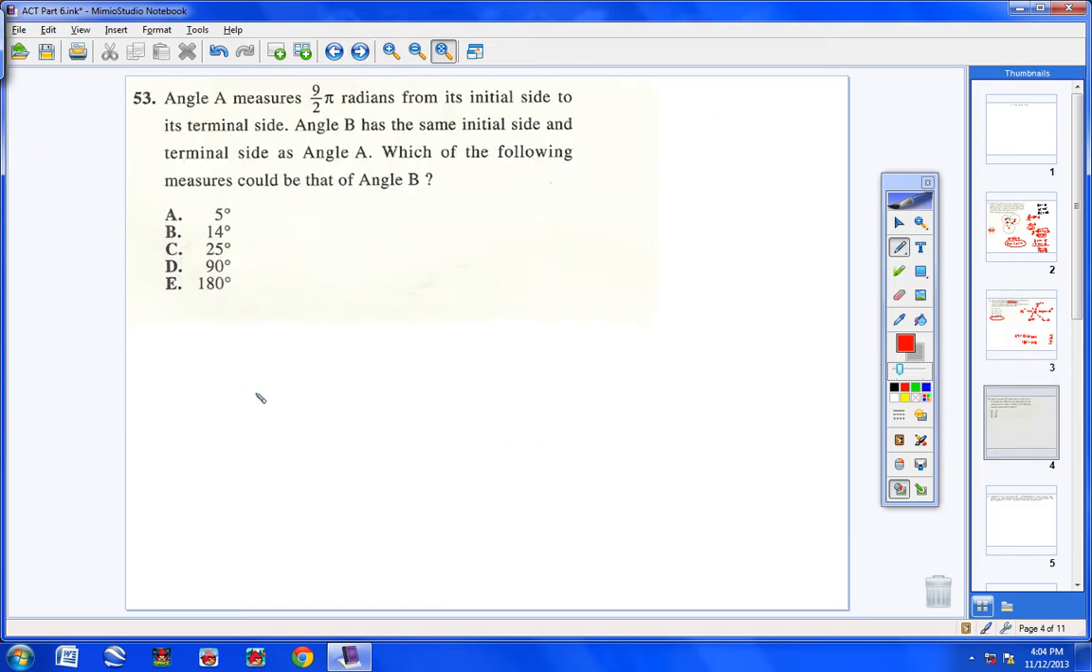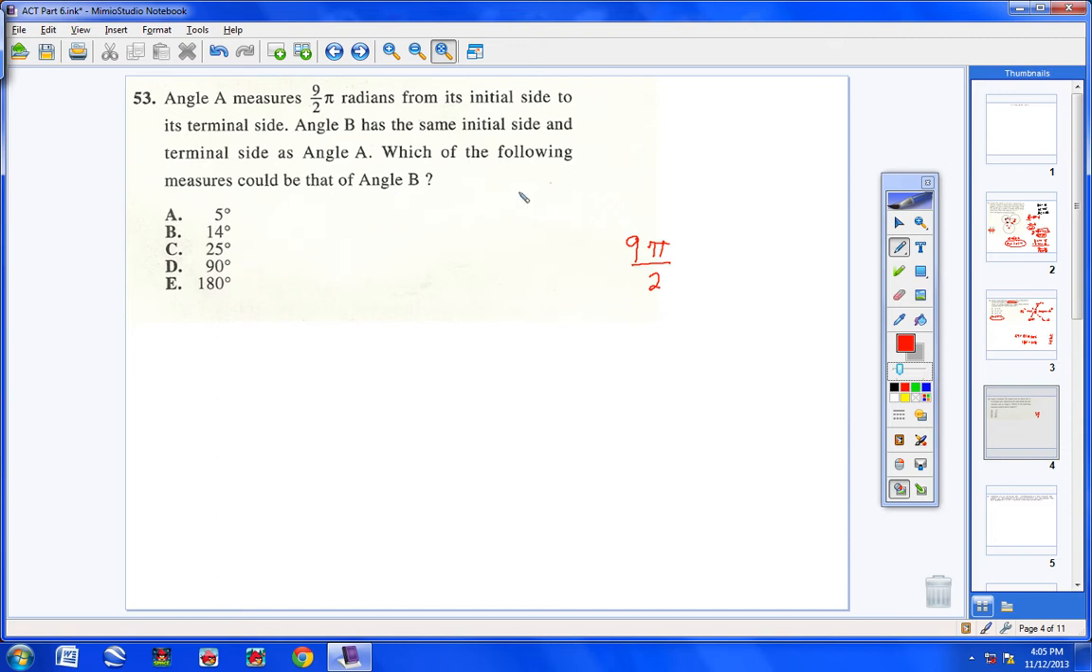All right, moving on to number 53. This is going to be pretty much a trigonometry problem, so some of you might not have had this yet. So understand that that can happen and just do the best you can to follow along. Angle A measures 9 pi over 2 radians. Now usually in all textbooks it's written like this. I'm not sure why they put the pi out front, but this is the same thing as 9 pi over 2. Angle A measures 9 pi over 2 radians from its initial side to its terminal side. Angle B has the same initial side and terminal side as angle A. Which of the following measures could be angle B?